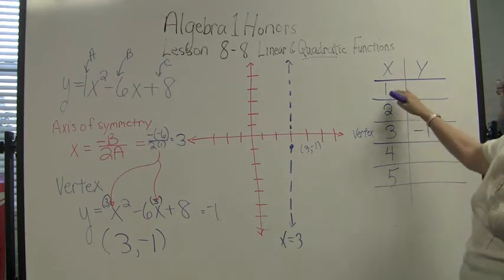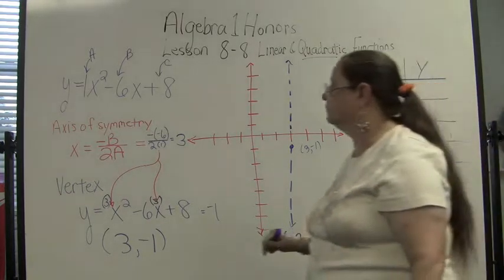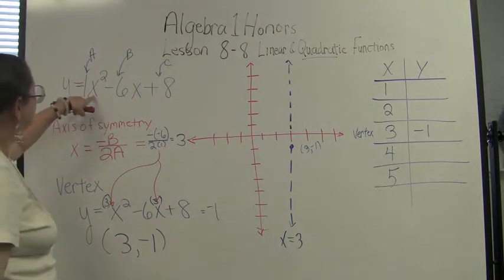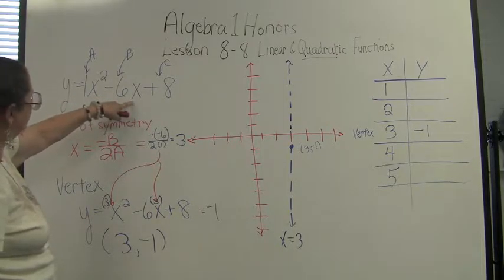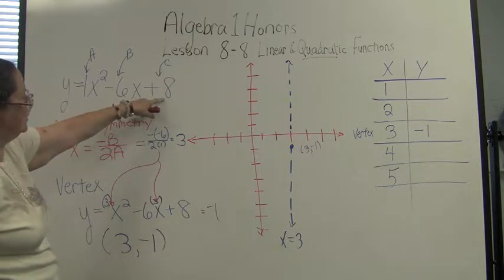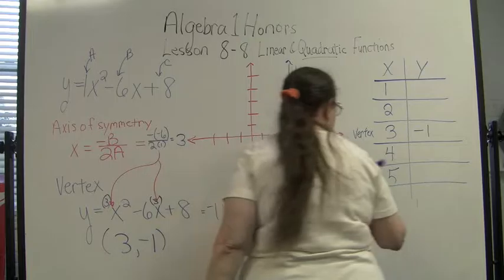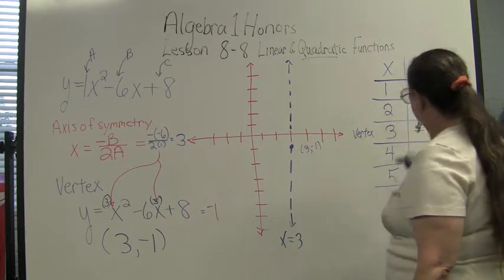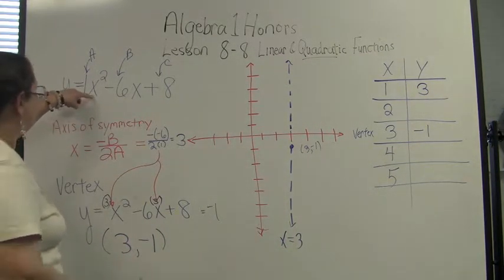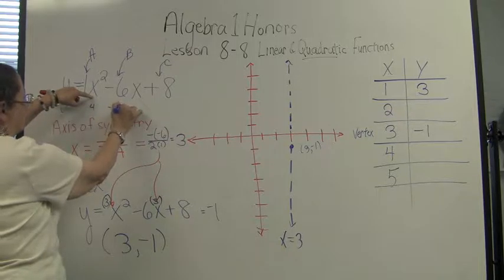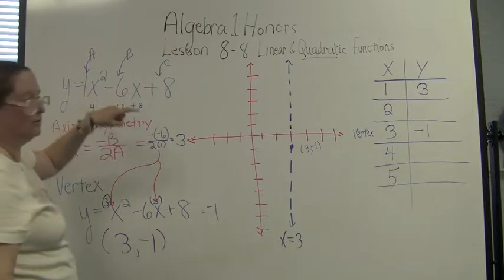Now then we have to take these numbers and plug them into our equation and figure out what the y value is. So we take 1, we put 1 over here for x. That's going to give us 1 squared is 1, 1 minus 6. 1 minus 6 is negative 5. Negative 5 plus 8 is going to be positive 3. Okay? And then we take 2 and we plug 2 in. 2 squared is 4. 4 minus 12 plus 8. 4 minus 12 is negative 8 plus 8 is 0.